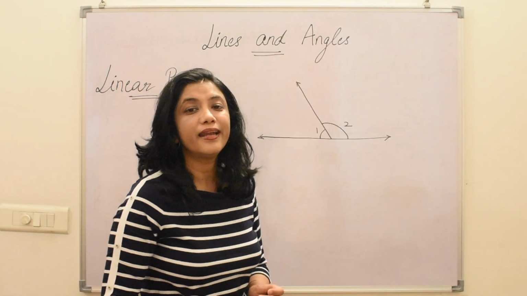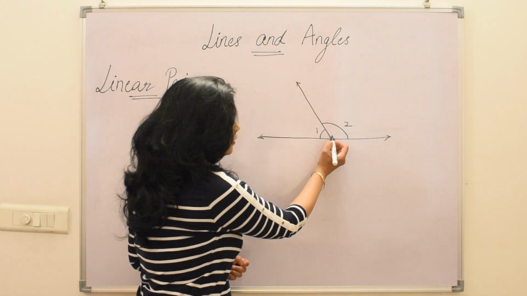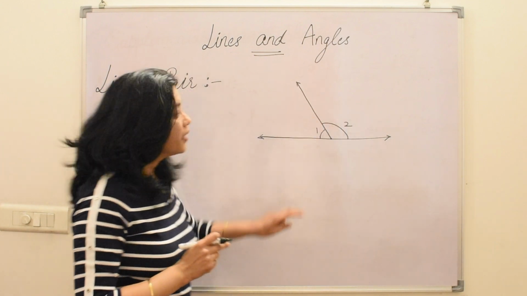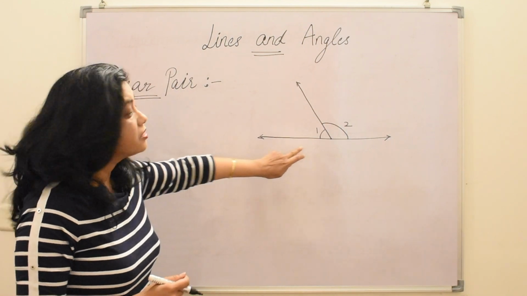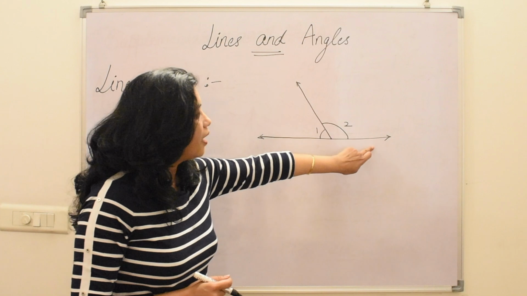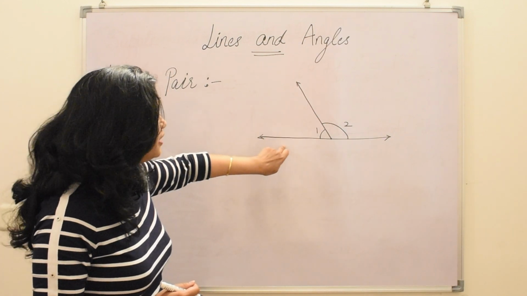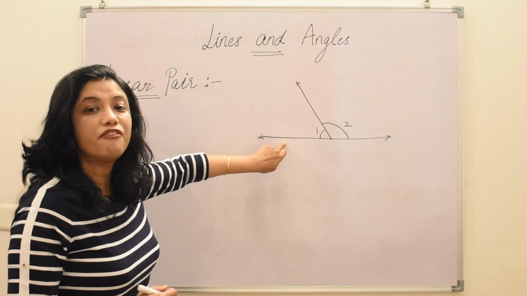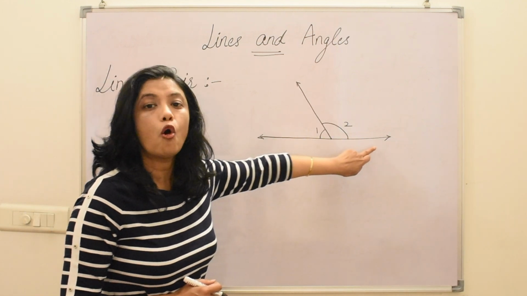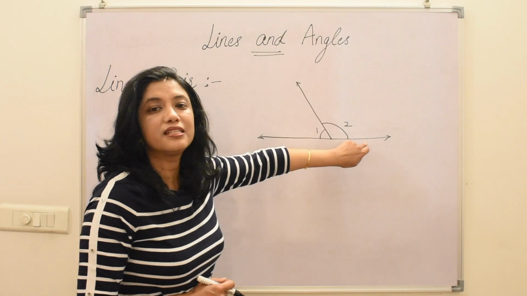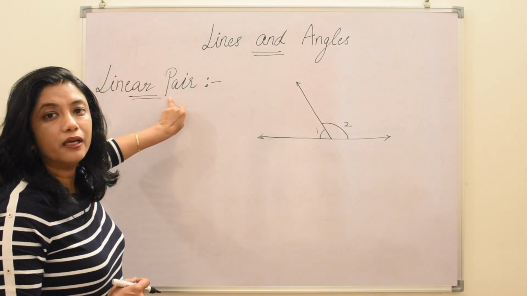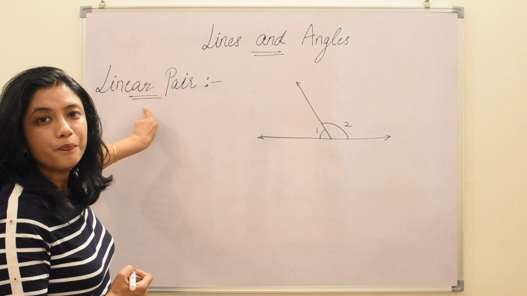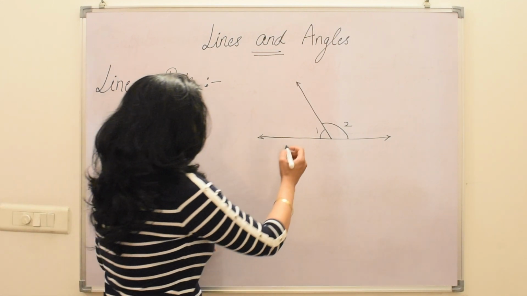We know these are adjacent angles because they have a common vertex, a common arm, and no common interior. In this kind of adjacent angles, this is the common arm but these two are non-common arms, and the two non-common arms form a straight line, they are opposite rays. This type of adjacent angle is called the linear pair, because they are forming a line.